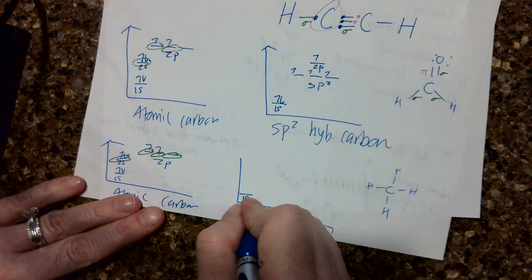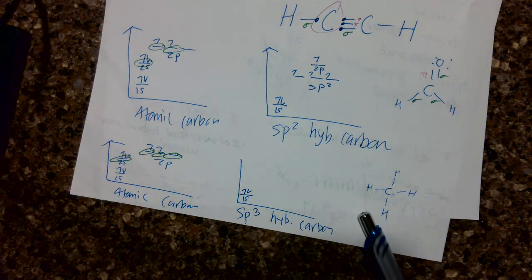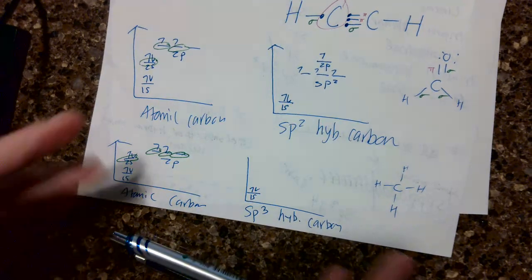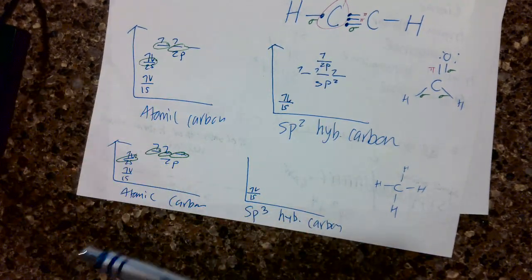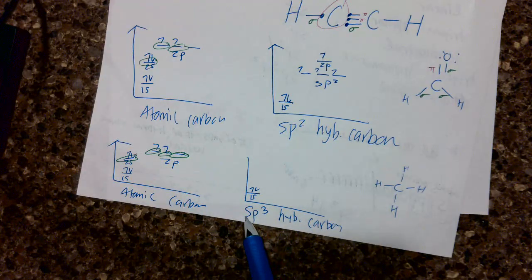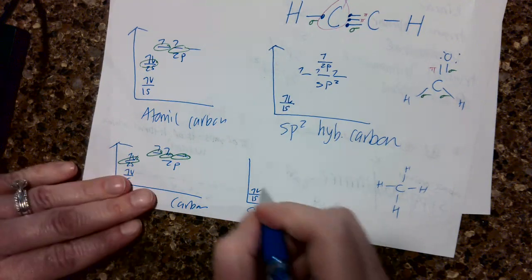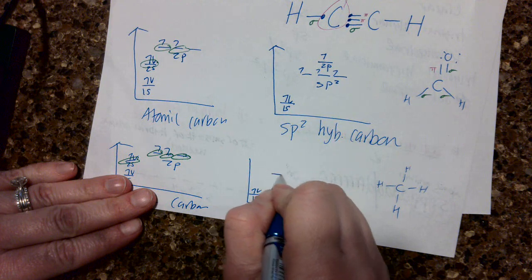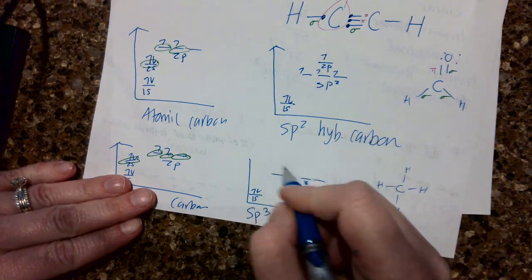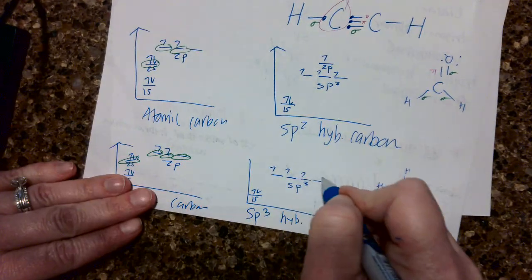I'm not allowed to touch the 1s because those are core electrons. Nothing happens to those. 1, 2, 3, 4. I'm going to mix them together. They're going to be close to p, but they're a little bit under p because right there, 25% s characteristic. 1, 2, 3, 4. sp3. 4 electrons. 1, 2, 3, 4.